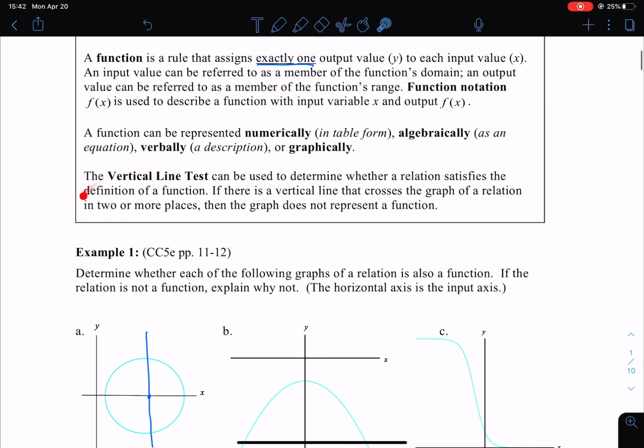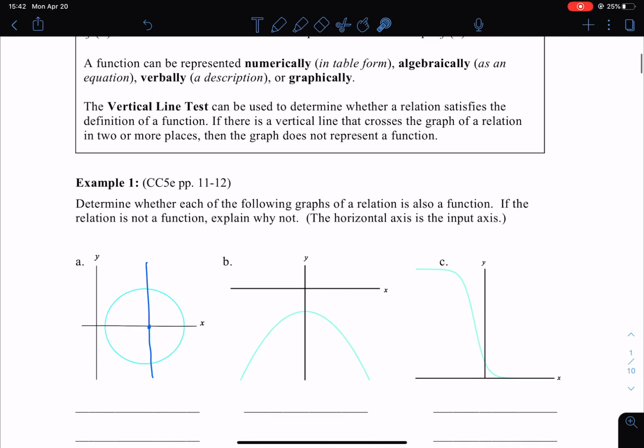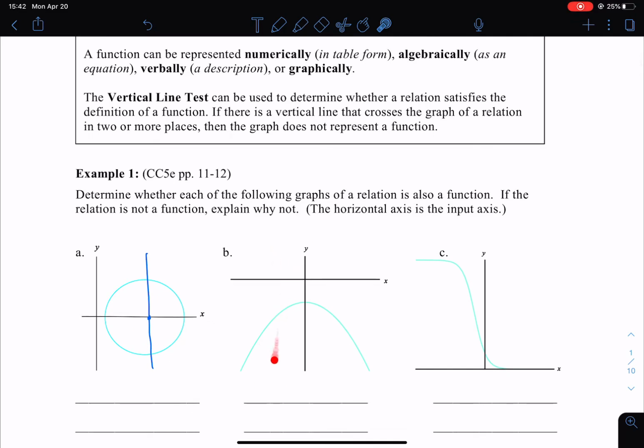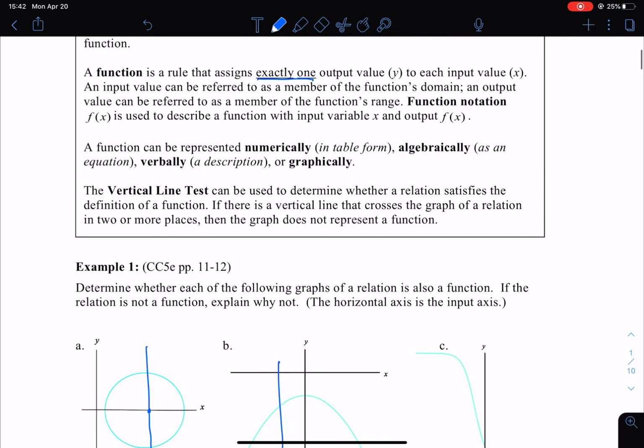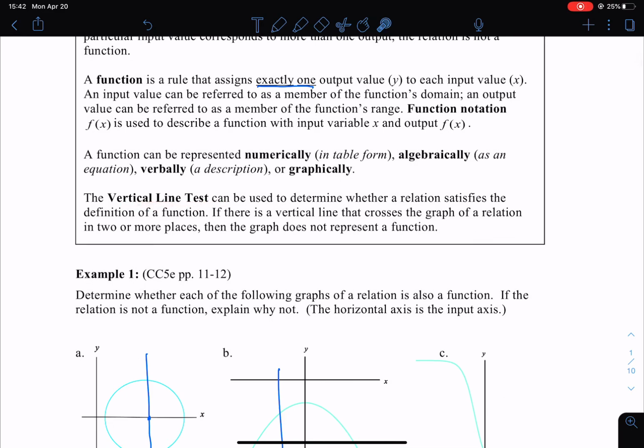And this part shows you the vertical line test. If you draw a vertical line and move it to the right or left, there's only one intersection. But for this one, we have two intersections, so this is not a function. But like this one, if you draw a vertical line and move it to the left or right, we always have only one intersection, so this is a function. So we use the vertical line test to test if a relation is a function.